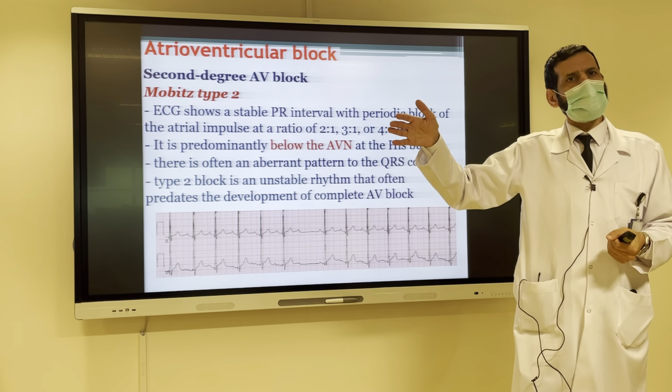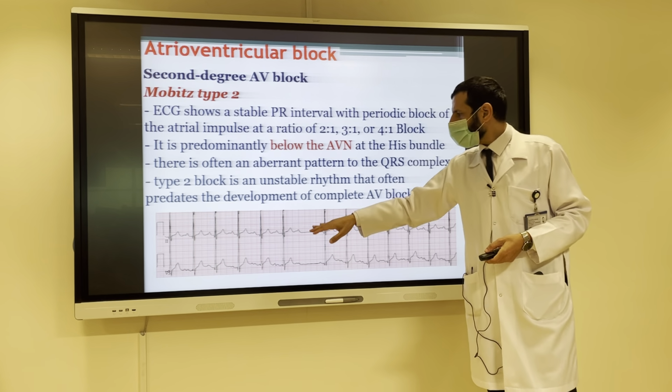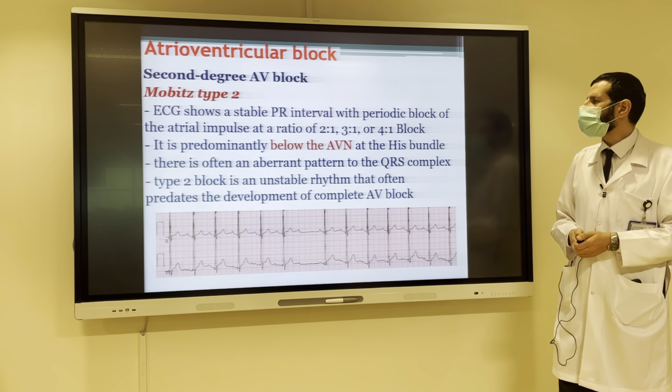There's a P wave, there's no QRS complex. So it means that the AV node is not conducting. Right? So this is Mobitz 2, we call it, or second degree type 2. This is of course more serious.